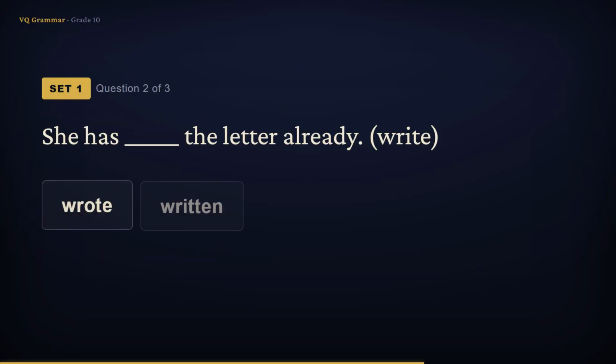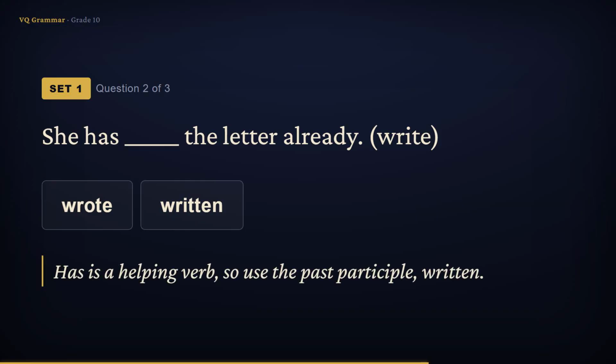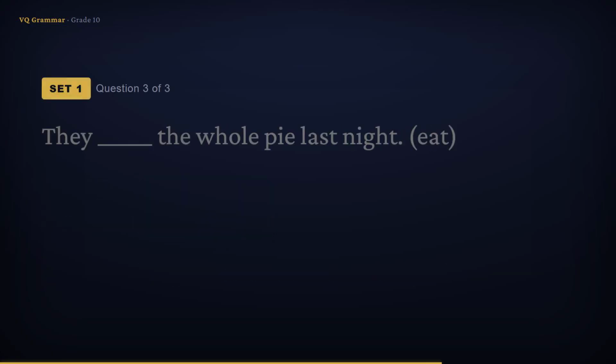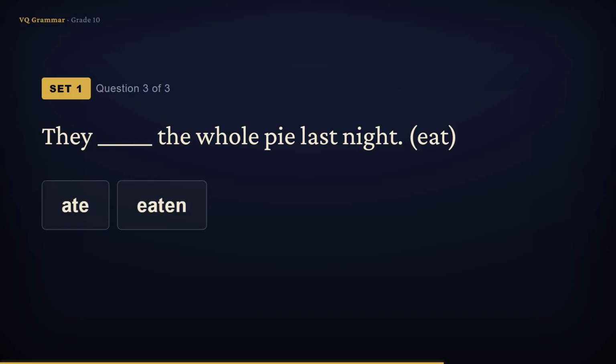She has blank the letter already, from the verb write. And there it is, has, a helping verb. A helping verb calls for the past participle, and the participle of write is written. The answer is written.